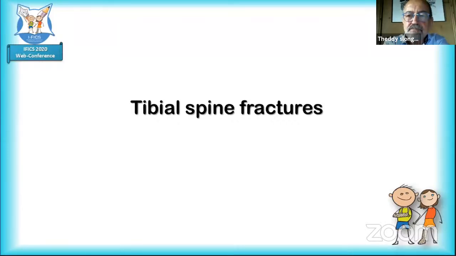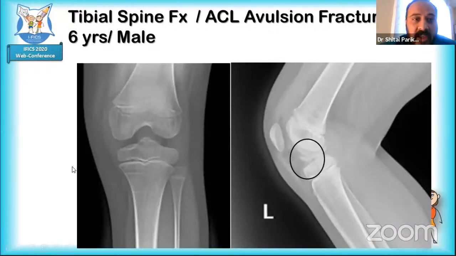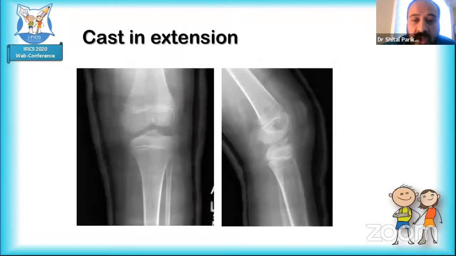So we will move on to the next set, which is tibial spine fractures. Here is a case, a 6-year-old male. I'm going to go a little quickly with these cases. We already had a little discussion on this. We tried to reduce it in extension, then flex it and put a cast on, but it did not stay reduced.